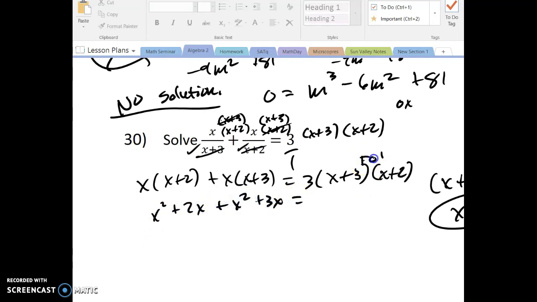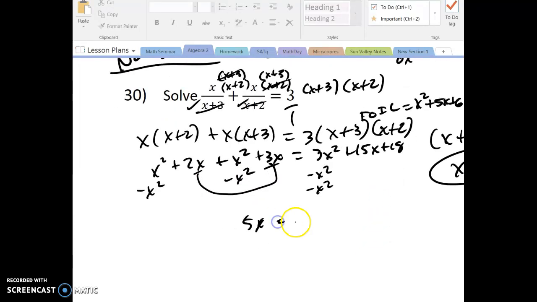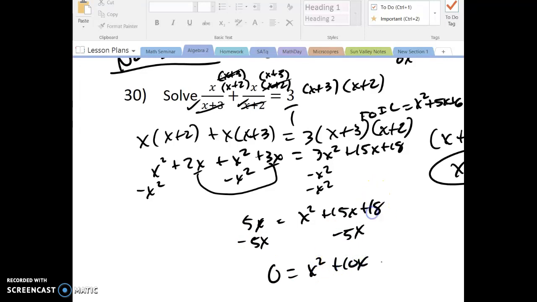Then we're going to FOIL, and then distribute. So the FOIL is going to be x squared plus 5x plus 6. So I'm going to get 3x squared plus 15x plus 18. And then we're going to subtract everything over. So this is going to be 5x right there, and then x squared plus 15x plus 18. We're going to subtract 5x over, so we get 0 is equal to x squared plus 10x plus 18.